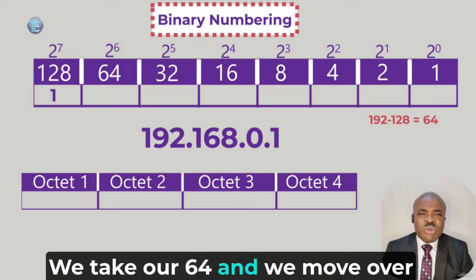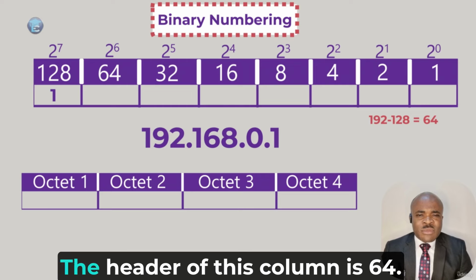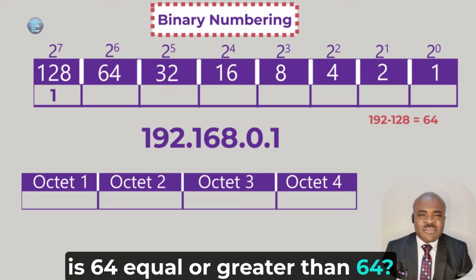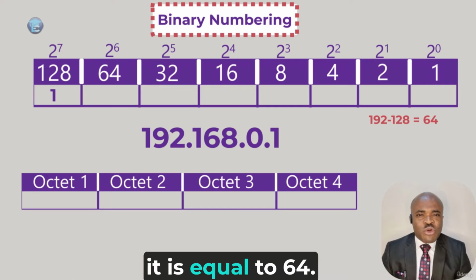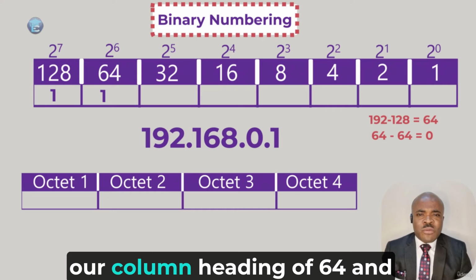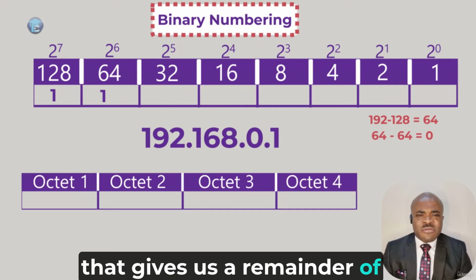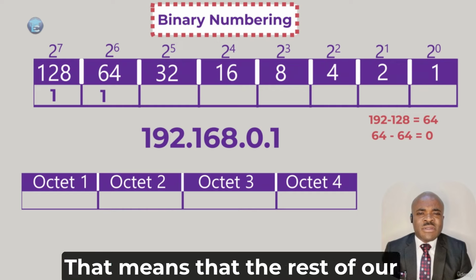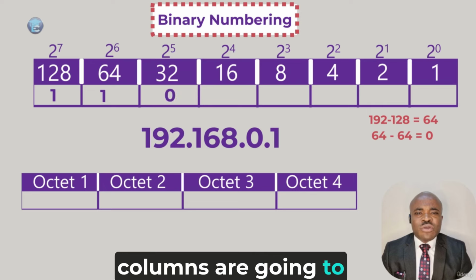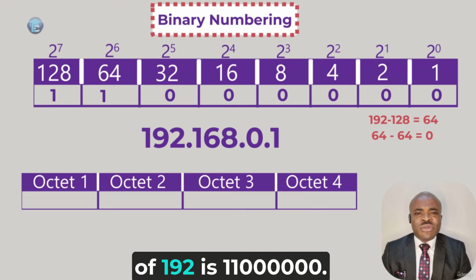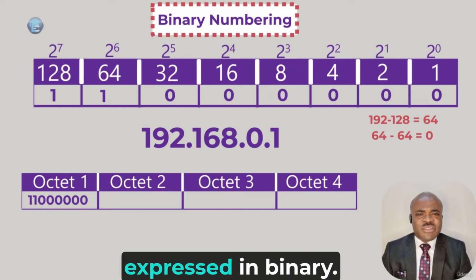We take our 64 and we move over to the next column to the right. The heading of this column is 64. So we again ask the question, is 64 equal or greater than 64? The answer, of course, is yes. It is equal to 64. So we put another 1 in there. Now, we subtract 64 from 64, and that gives us a remainder of 0, which is what we want to get down to every single time we are doing this conversion. That means that the rest of our columns are going to contain zeros. So the binary representation of 192 is 11000000. This is our first octet expressed in binary.